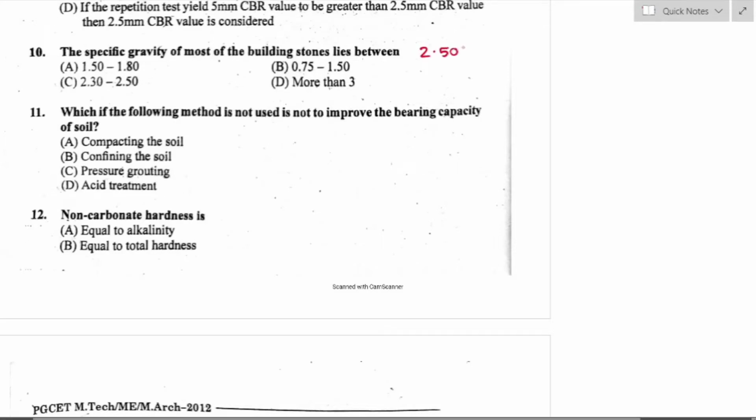The specific gravity of a building stone lies between the range of 2.5 to 3. Most appropriate answer will be around 2.3 to 2.5. Option C is the right answer.